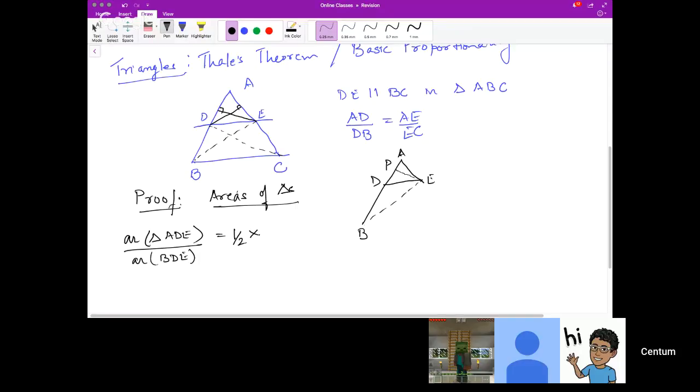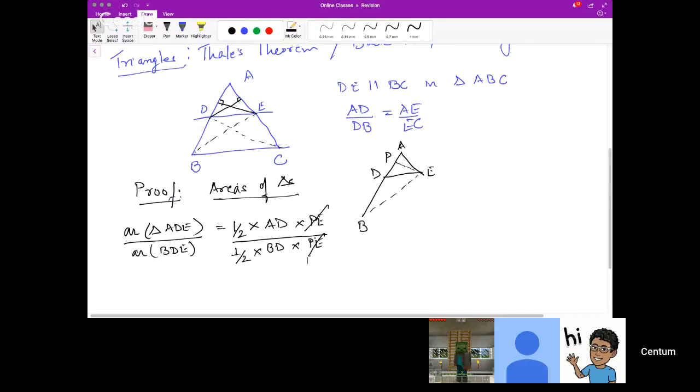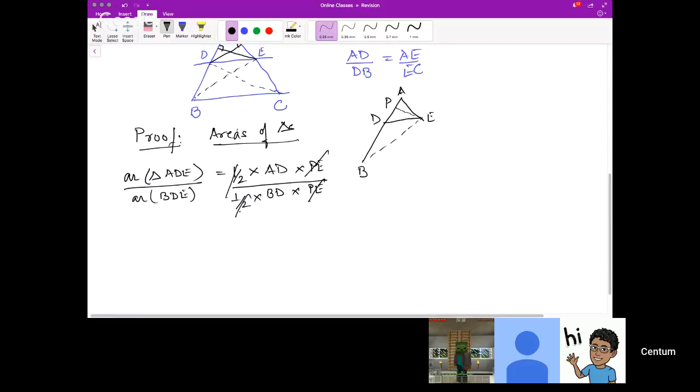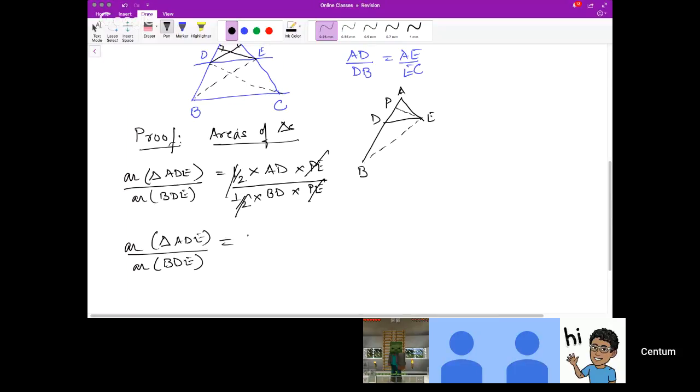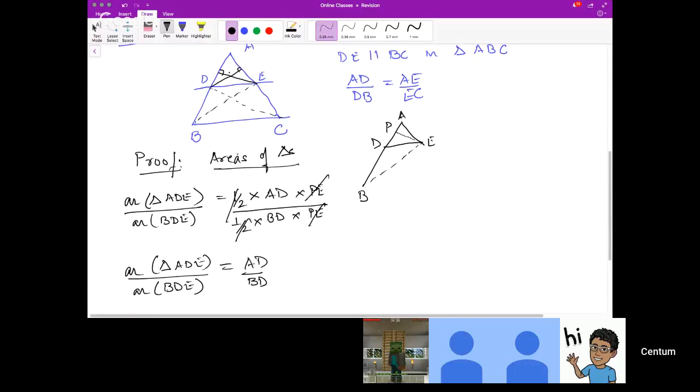So half into base was AD, and into height was PE, and similarly here it was half into base in triangle BDE is BD, and my height will be the same as PE because that's the altitude from E onto AB. So we cancelled PE out, and then half also gets cancelled. What we are left with is area of triangle ADE divided by area of triangle BDE is equal to AD upon BD. This was our first step.